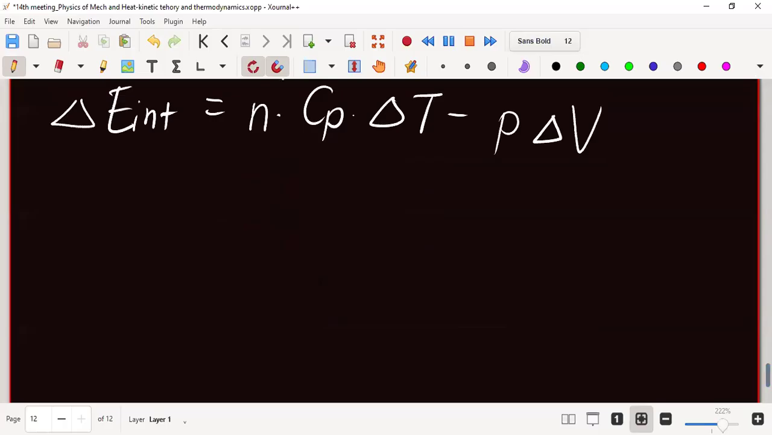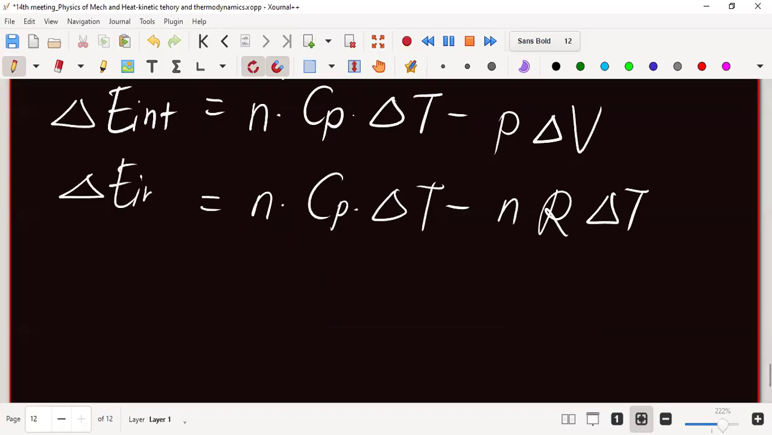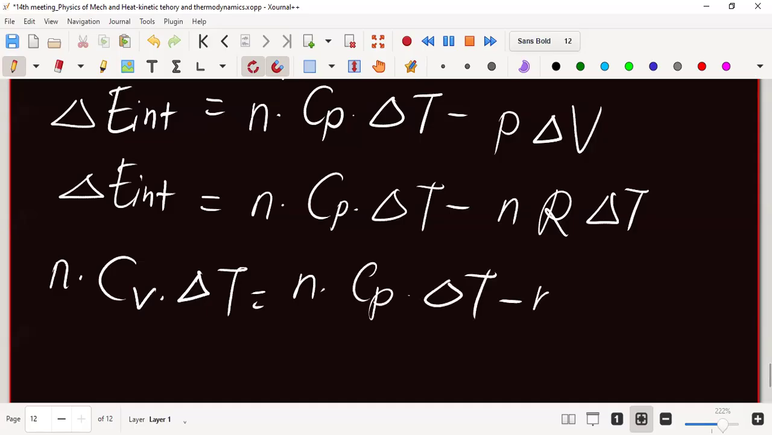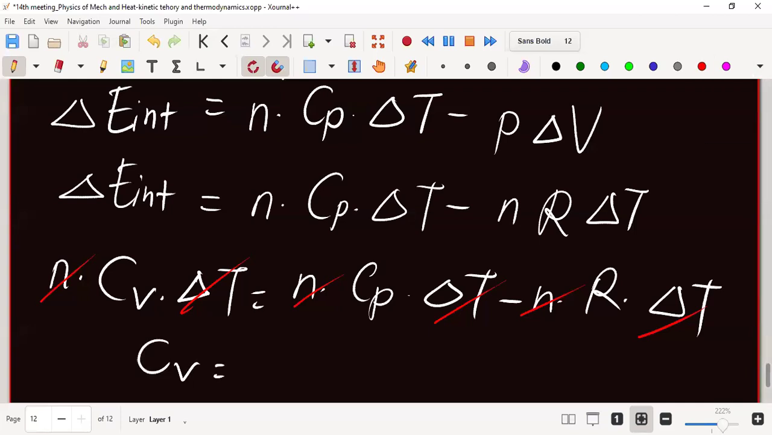Because P delta V is nR delta T, we can write n Cp delta T minus nR delta T as the change in internal energy, which is n Cv delta T. We can divide by n and delta T. So Cv is Cp minus R.